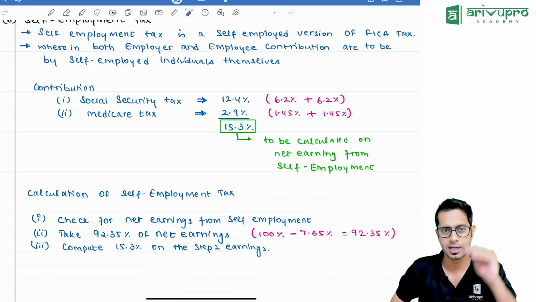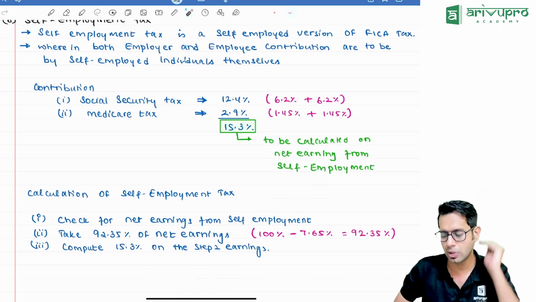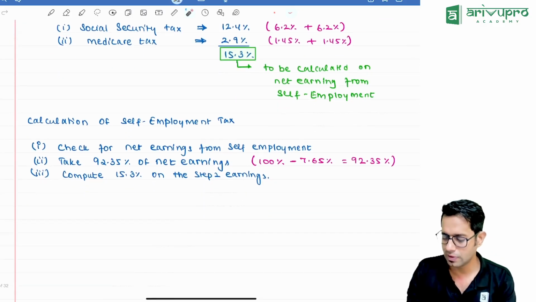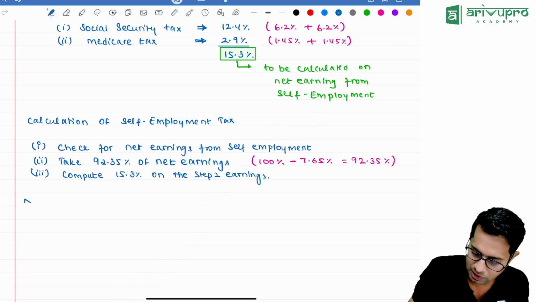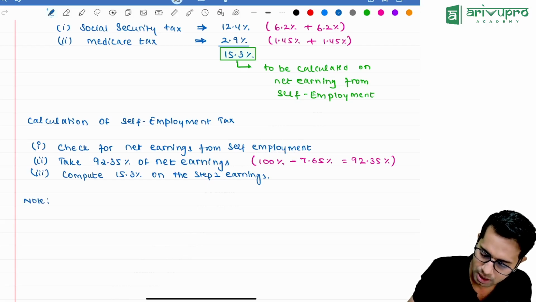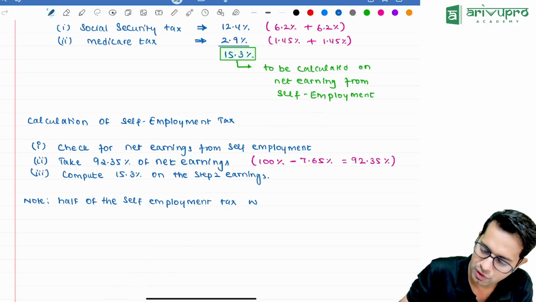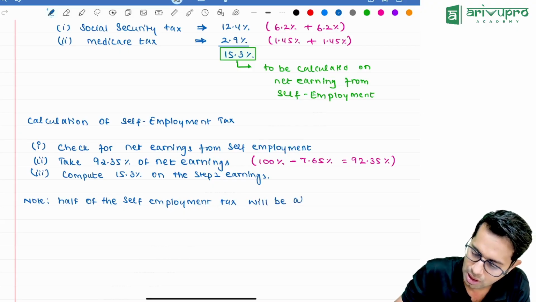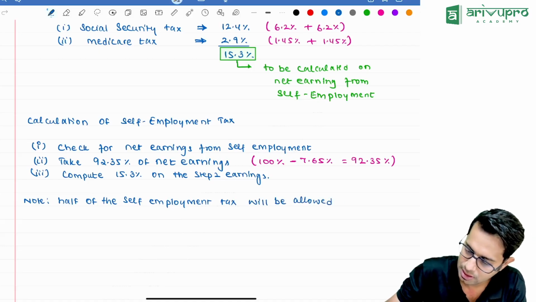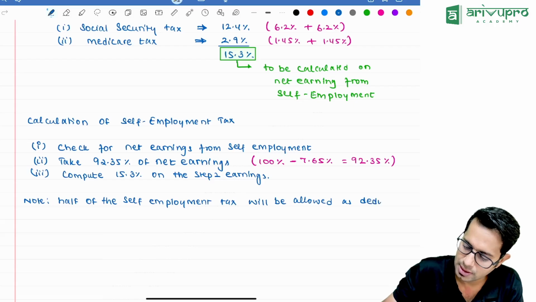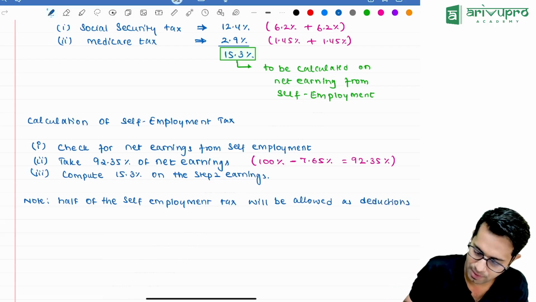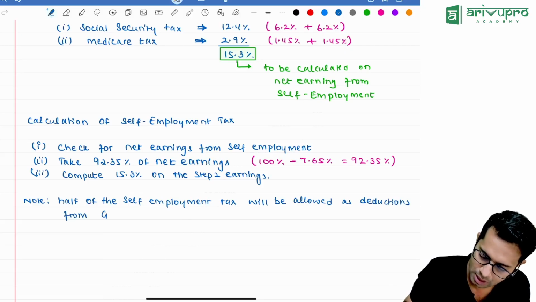It will be given to you as deduction from your gross income. So you would have above the line adjustments, no? From those above the line adjustments, this will be subtracted anyways. I'll write it as a note. Half of the self-employment tax will be allowed as deductions from gross income.